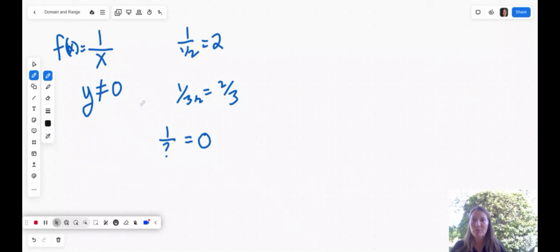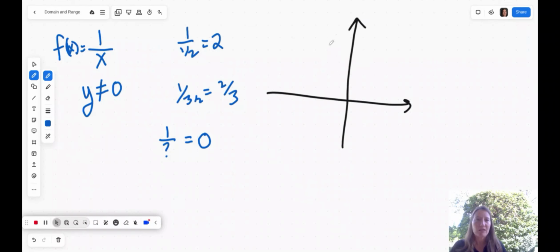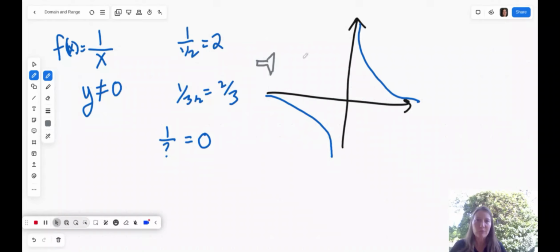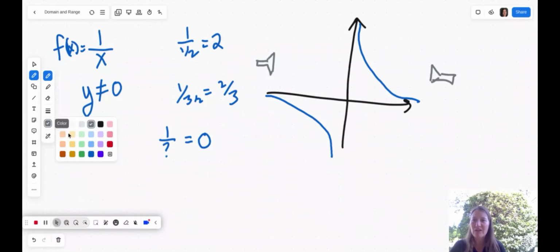In domain land, sometimes we talk about this trick of looking for the shadow on the x-axis. So here in range land, I'm going to do a similar trick. Here's my function 1 over x. And I'm going to shine a light now. Imagine that I'm shining a flashlight onto my function. I'll shine it from the left, I'll shine it from the right. And I want to see what kind of shadow is produced on the y-axis.